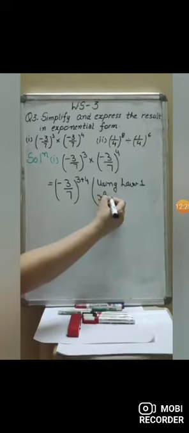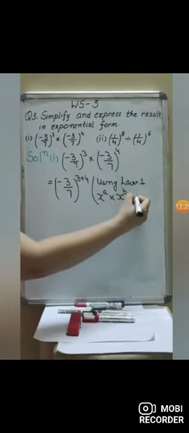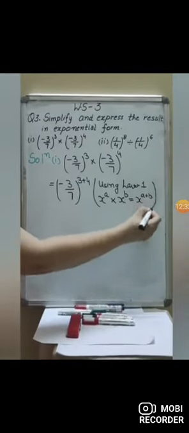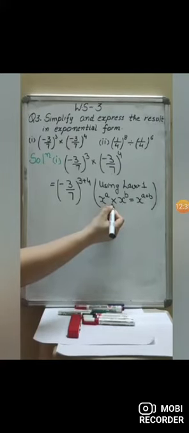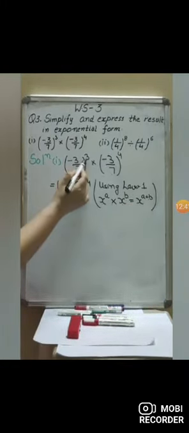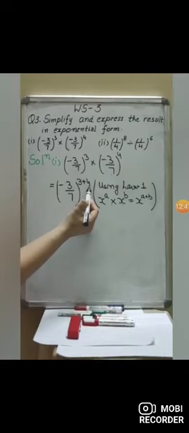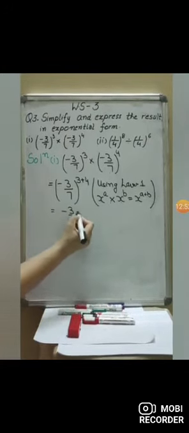What was that? x raised to power a into x raised to power b is equal to x raised to power a plus b. Means if bases are same, in case of multiplication, the powers will add. Power क्या थी? 3 और इसकी पावर क्या थी? 4. So ये add होके क्या बना? 3 plus 4. This is equals to -3/7 whole raised to power 7.